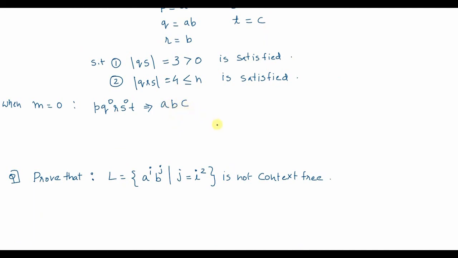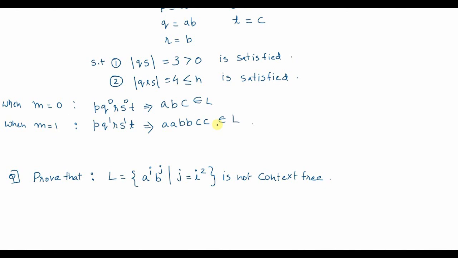So this string belongs to L, so I will not be able to prove anything. So I go for the next value. When m equals 1, let's see what happens. p q raised to 1, r s raised to 1, t. Since everything is repeated once, you will have your exact original string generated, that is 2 a's, 2 b's, 2 c's, and this also belongs to L. I was not able to prove anything.